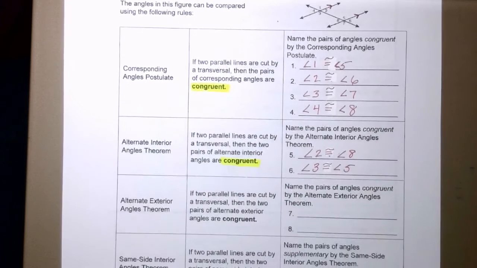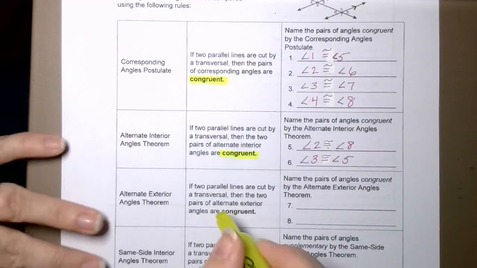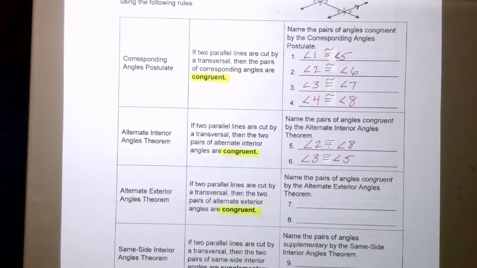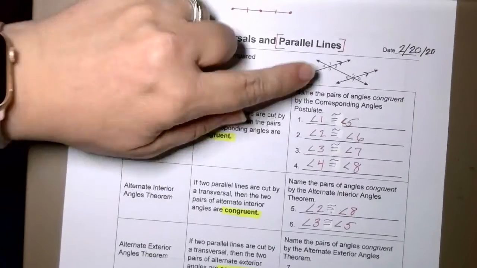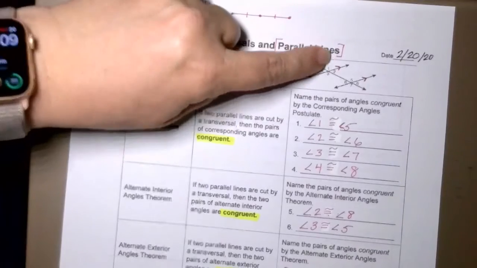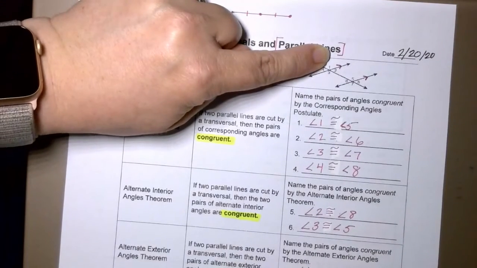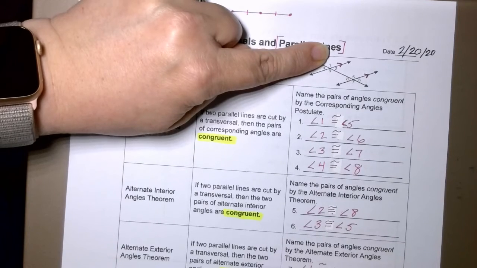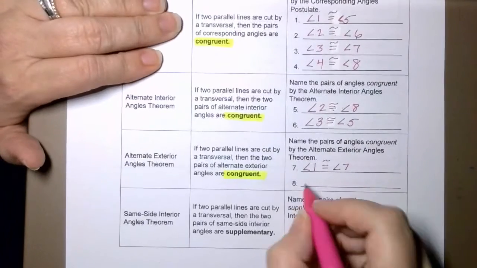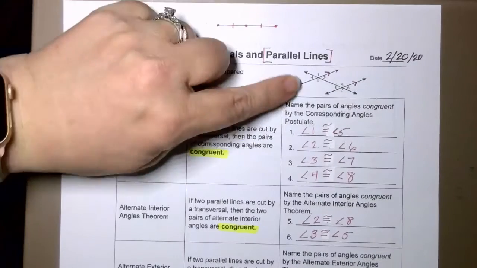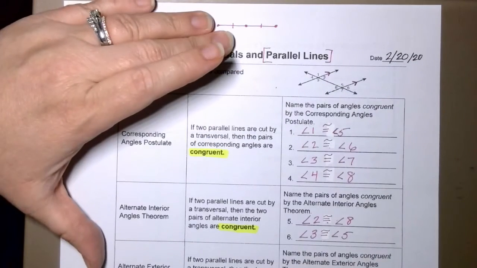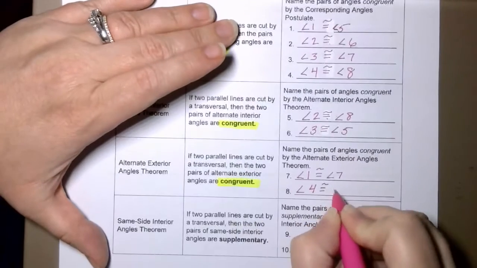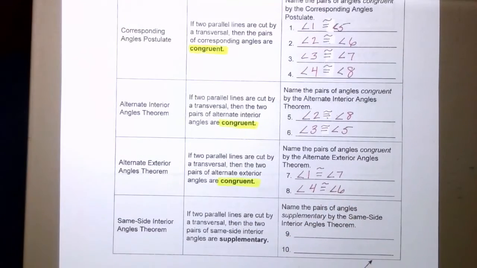What about alternate exterior ones? Guess what? Congruent. So what are my alternate exterior angles? Angle 1 goes with, so angle 1 is congruent to angle 7. And what else? Angle 4 is congruent to what? Angle 6. So again, alternate exterior, they're exterior angles on opposite sides of that transversal.